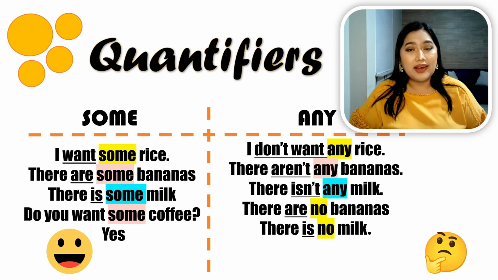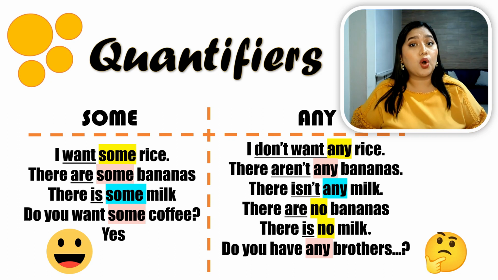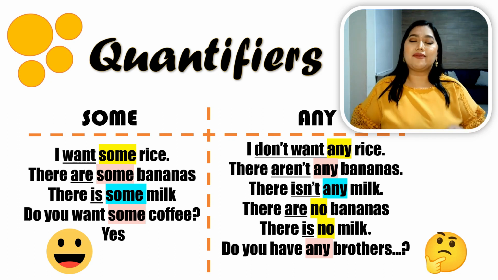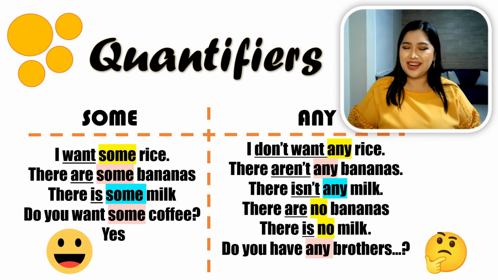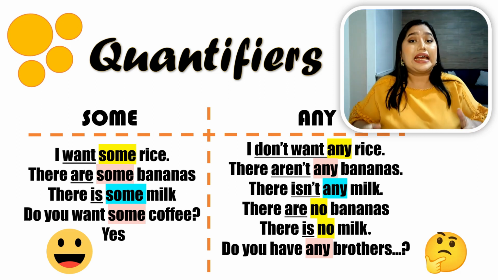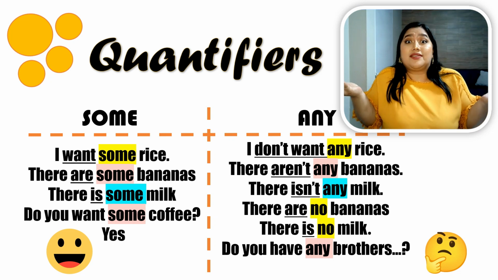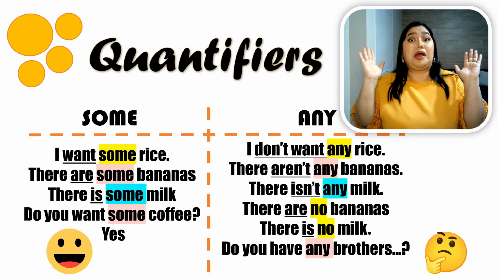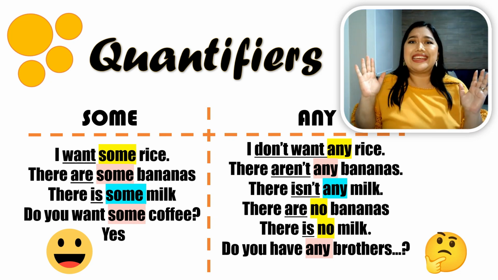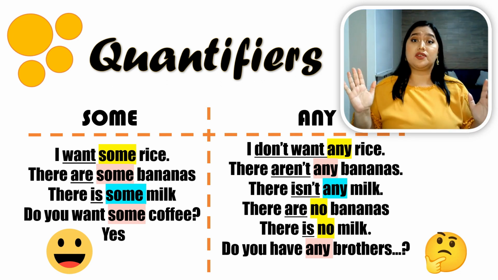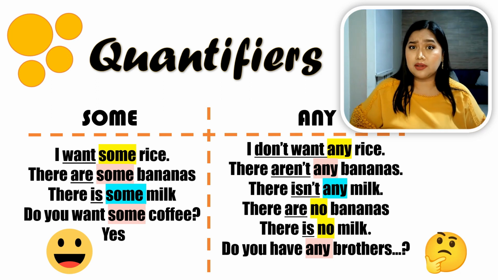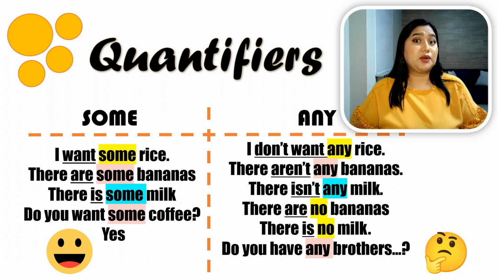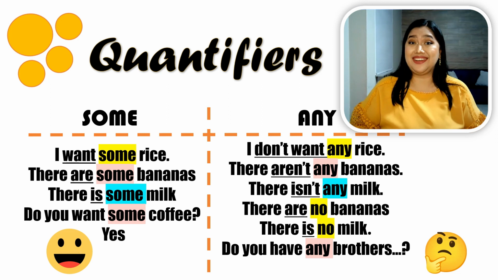And finally, you can use any for questions. Look at it. We have, do you have any brothers or sisters? You remember that question, right? In this case, I don't know the answer. Could you see the emoji? I don't know, so I'm not hoping for a yes. I want to know your response. So tell me, do you have any brothers or sisters? So maybe you say, yes, I do, or no, I don't.